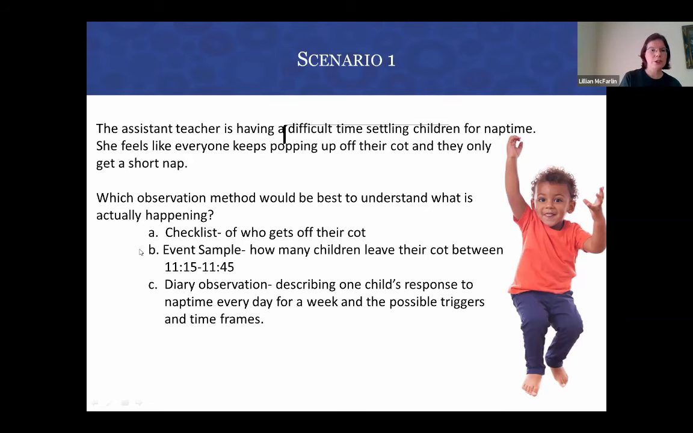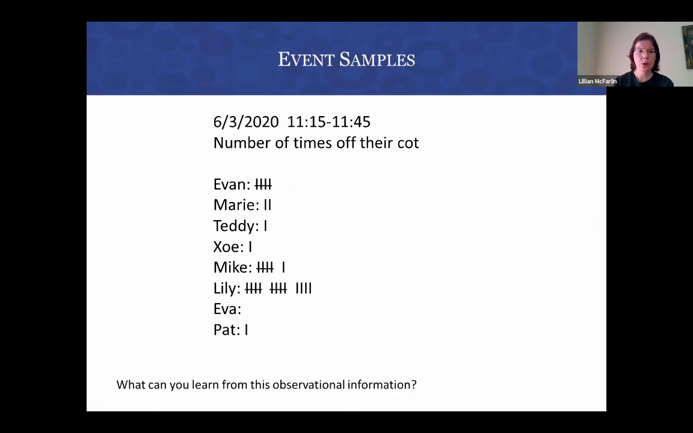All right, so we said there's no wrong answer. If you have A, you're going to learn out of this group of children who is getting off their cot. If you have C, you're watching one particular child to figure out is that particular child getting off their cot. And if you chose B, you're figuring out how many times they left their cot, which is, one minute, this.